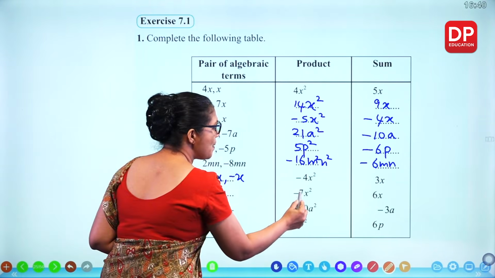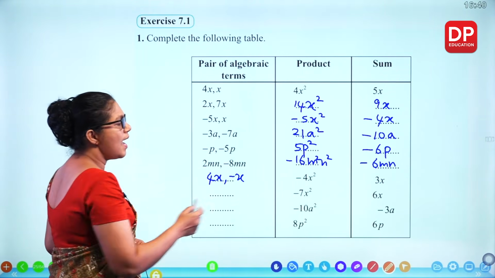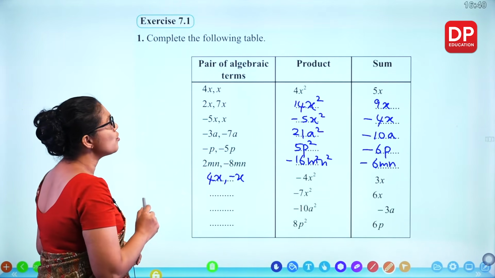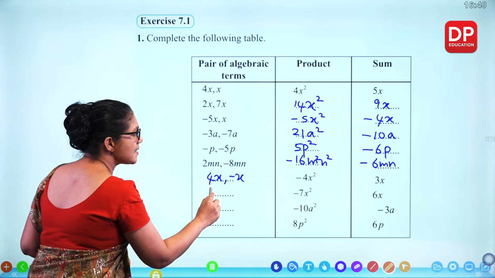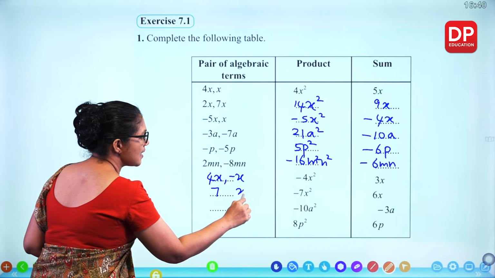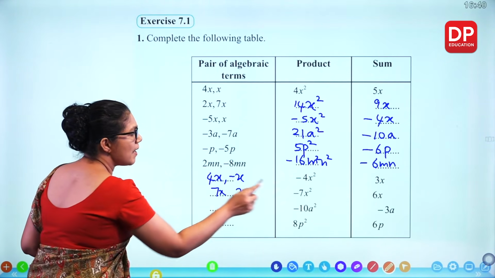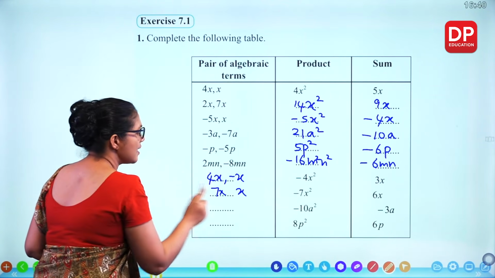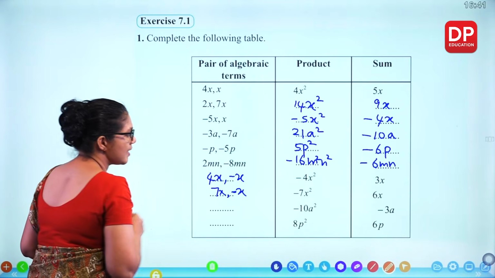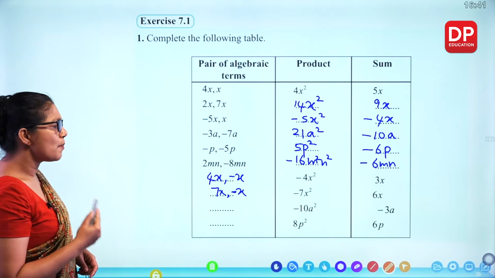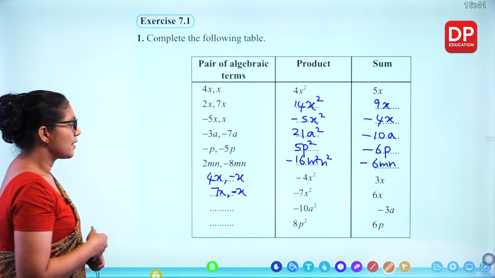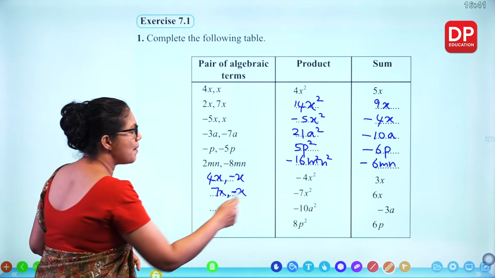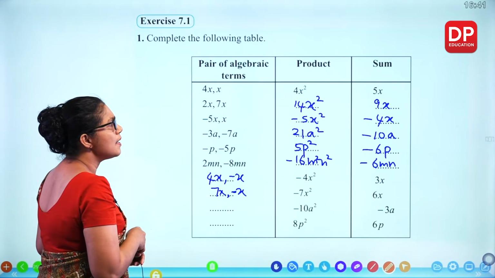So this one, the product is minus 7x squared and the sum is 6x. So here, when you write down the two terms, you can write 7x and x, but which one do you need to write negative? To get 6x, you need to write this one negative, because 7 minus 1 becomes positive 6. Now look at the next one. You are given minus 3a as the sum and minus 10a squared as the product.